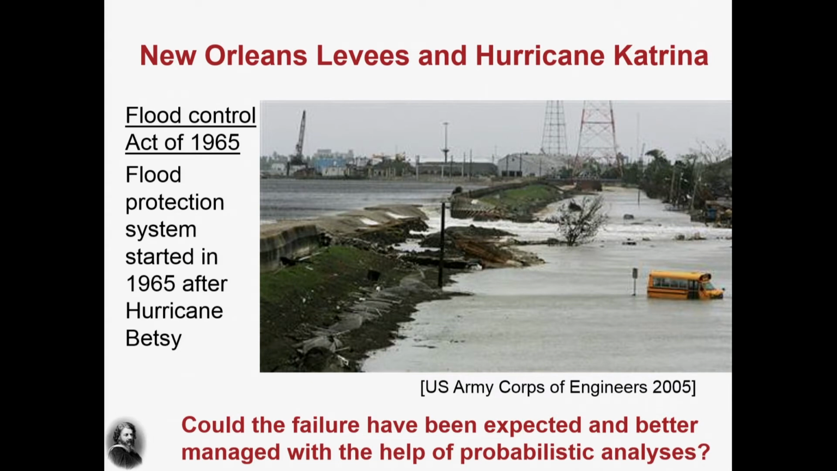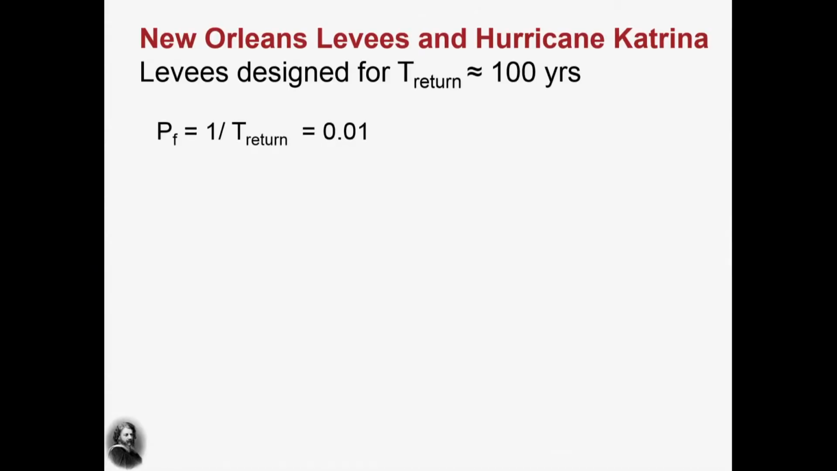Could the failure have been expected and better managed with the help of probabilistic analysis? And I'm going to show you how doing some very simple things, you knew that the failure was going to happen. The levees, well, there's a disagreement about this too, but the levees were designed with a return period of 100 years. Some people say it's 200 years, some people say it's 70 years. Some people say, oh, we never thought about that. Okay, let's use 100 years.